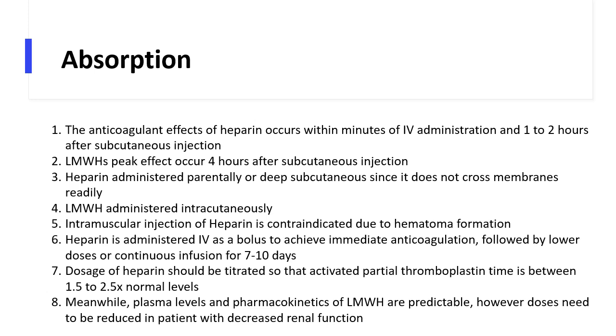Heparin is administered IV as a bolus to achieve immediate anticoagulation, followed by lower doses or continuous infusion for 7 to 10 days. Dosage of heparin should be titrated so that activated partial thromboplastin time is between 1.5 to 2.5 times normal levels. Meanwhile, plasma levels and pharmacokinetics of low molecular weight heparins are predictable. However, doses need to be reduced in patients with decreased renal function.